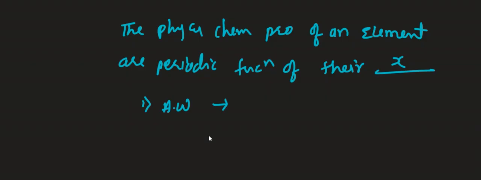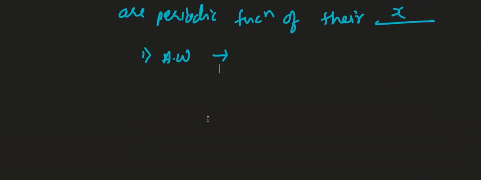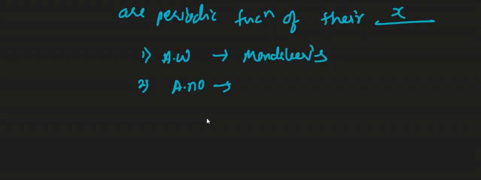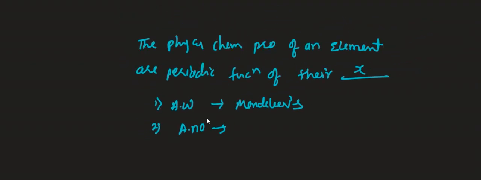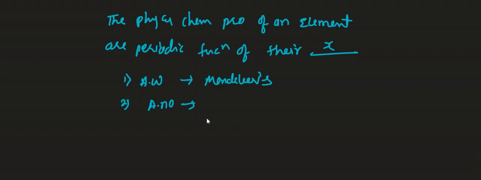Then the theory is called Mendeleev's periodic table. Okay, if the x is nothing but atomic number in that definition, then what should we call the theory? Modern periodic table. Modern periodic table given by whom? Given by Moseley.